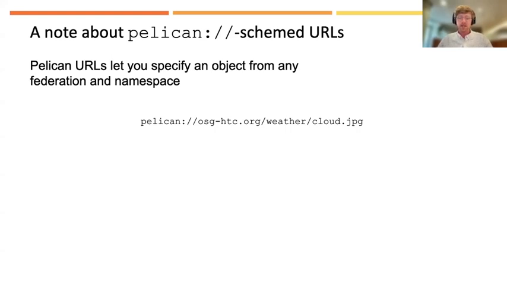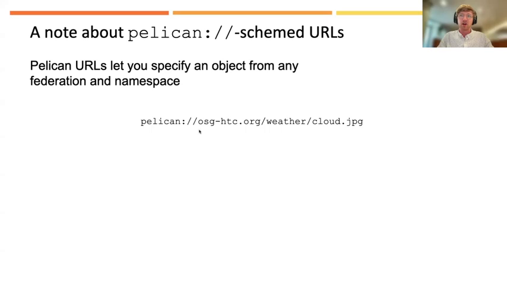So in a typical URL, you've all typed http:// and hopefully now we're all typing https://. And the first part of that URL is what's called the URL scheme. And that defines basically the protocol. So in HTTP, when you type http://, your browser knows, okay, this is how I speak HTTP to other HTTP servers. And so Pelican has defined this pelican:// URL that tells Pelican clients, this is how I speak to a Pelican federation.